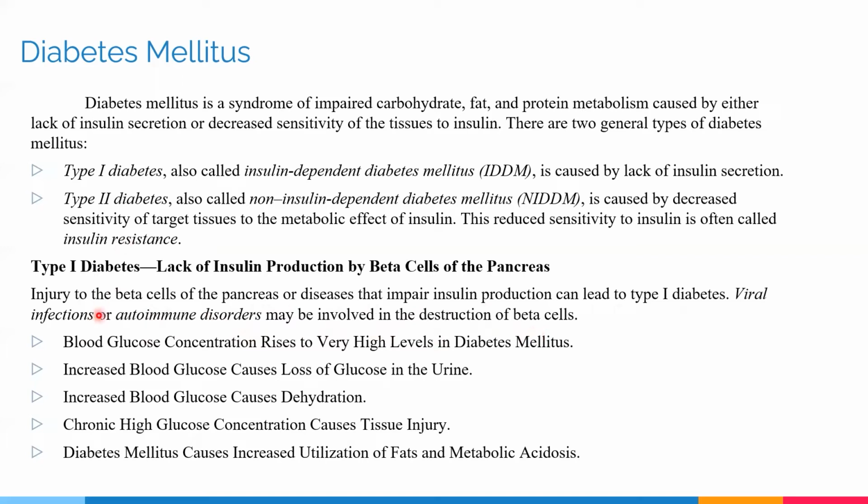The symptoms of type 1 diabetes are as follows. Blood glucose concentrations rise to very high levels in diabetes mellitus. Increased blood glucose causes loss of glucose in the urine. Increased blood glucose causes dehydration. Chronic high glucose concentration causes tissue injury. Diabetes mellitus causes increased utilization of fats and metabolic acidosis.